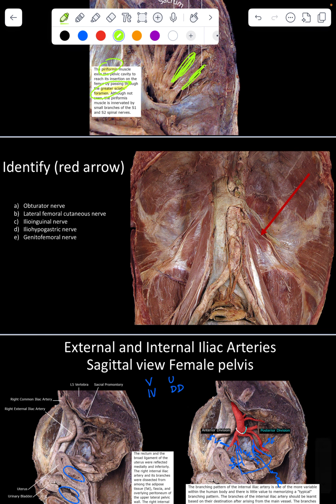Well, we already gave it away, but psoas major, femoral, lateral femoral cutaneous. So this one has to be ilioinguinal. The one above would be hypo, so iliohypogastric. So this is ilioinguinal.